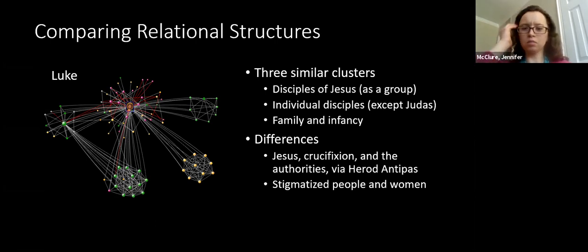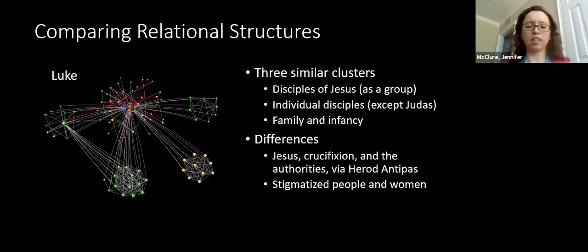And the subgroup in Luke that is in the place of the fourth subgroup, so this group that is all yellow dots, 10 yellow dots, is the 10 lepers whom Jesus healed. And the narrative about Jesus healing these lepers is unique to Luke. And because those lepers are a tightly interconnected group, they form really their own cluster in the network, and go to show that Luke has a stronger emphasis and includes more stigmatized people.